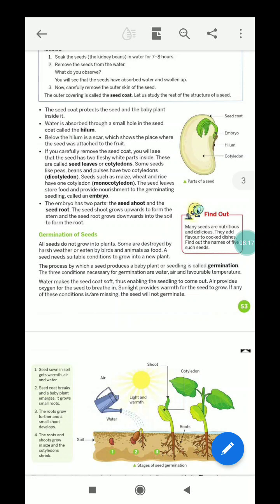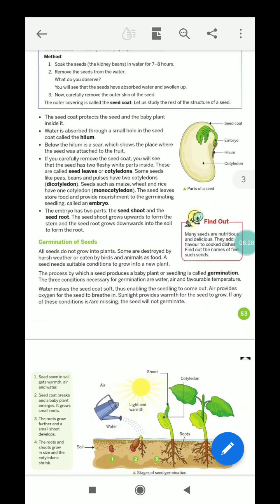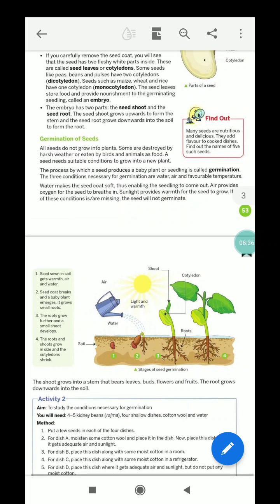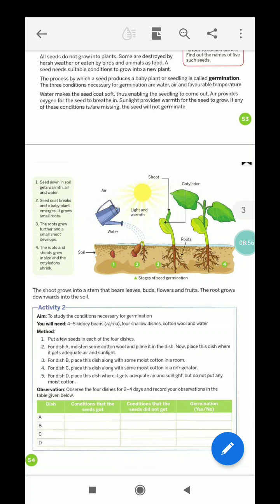The process by which a seed produces a baby plant is called germination. The 3 conditions necessary for germination are water, air and favorable temperature. If the seed doesn't get these 3 conditions, it will not germinate into a new plant. Water makes the seed coat soft, which enables the seedling to come out. Air provides oxygen for the seed to breathe in, and sunlight provides warmth for the seed to grow. If any one of these 3 conditions is missing, the seed will not grow.